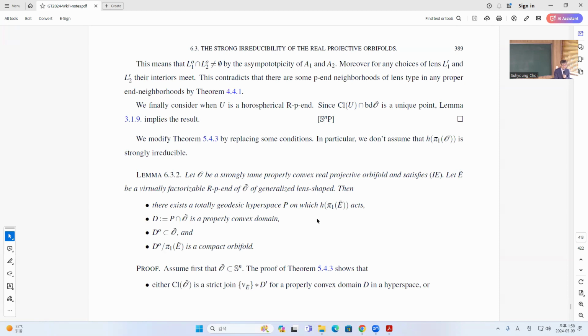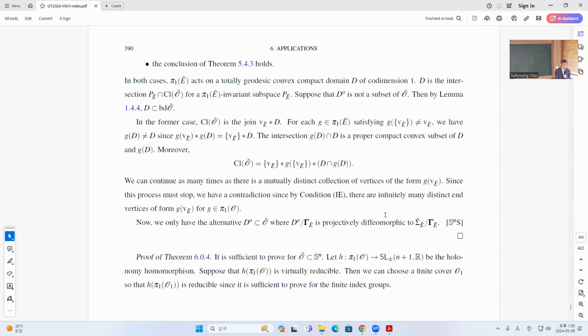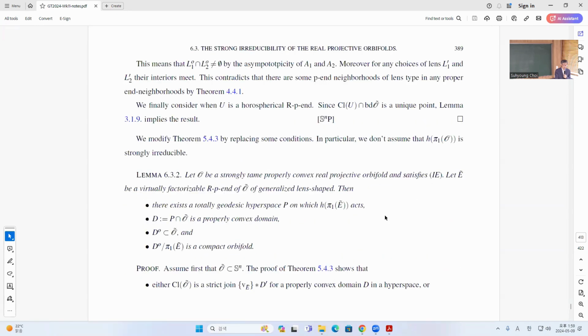And then finally I show that in the virtually factorizable case, there is always totally geodesic P x1, and then D intersect P is always a properly convex domain, and D is in here, and this is a compact orbifold. So this is just a repeat of what I said before.